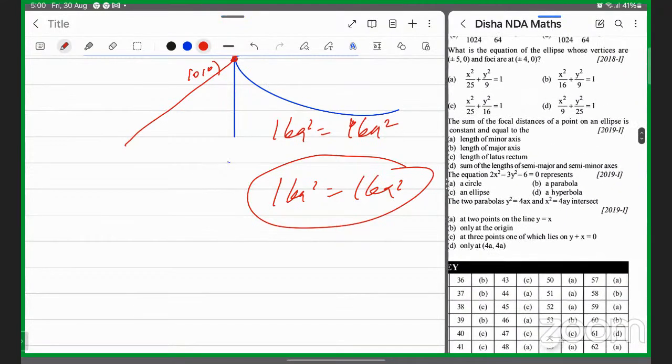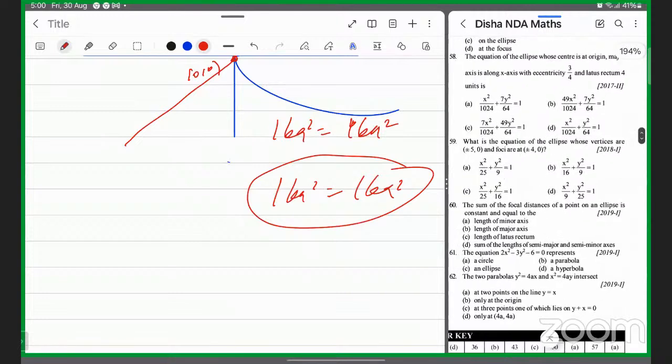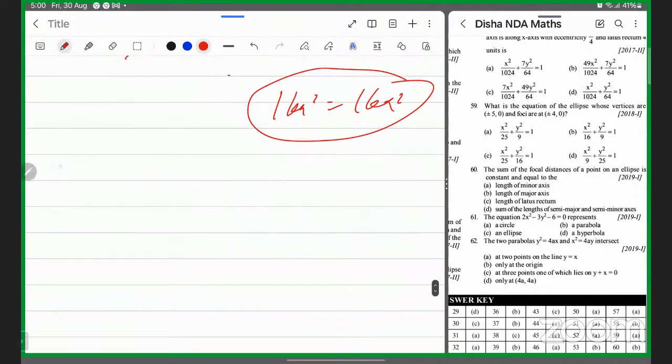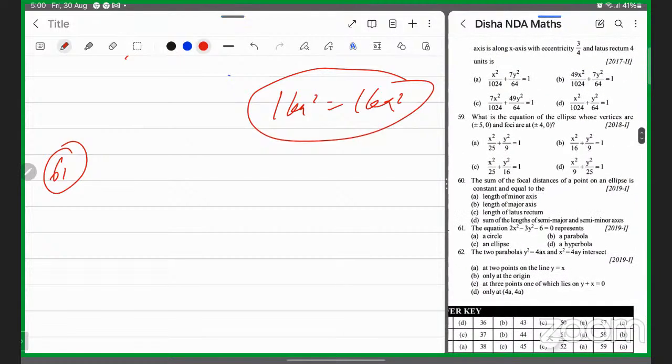Now solve 61. Hurry up. Do it. The equation represents a hyperbola. No need to solve it. You can answer orally, okay? Now solve 60.